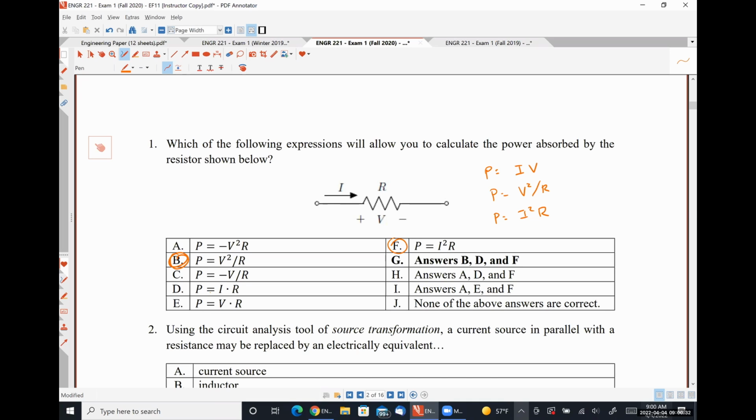Yes. This one, if it was asking for power supply, it would be the same, except it would be P equals negative I. That is correct.